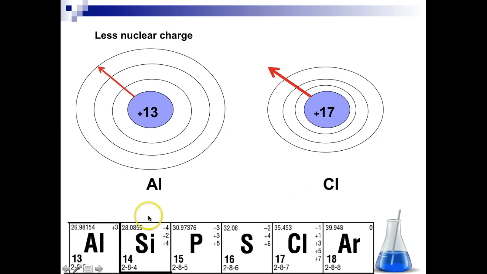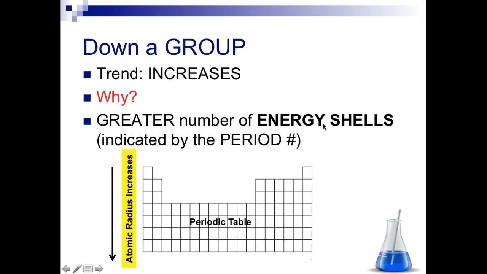So let's look at aluminum and chlorine. Aluminum has a positive nucleus of 13, has 13 protons, and has a radius that is like this. Chlorine, on the other hand, is going to have a greater nuclear charge, pulling these electrons in closer because there's more protons in the nucleus.